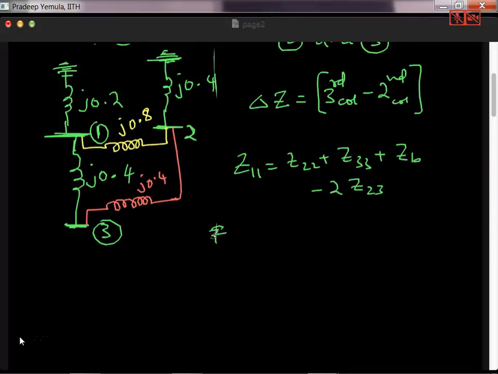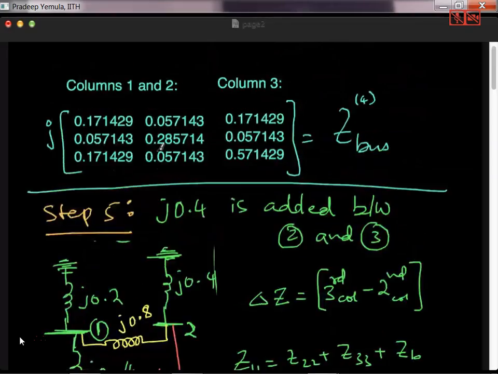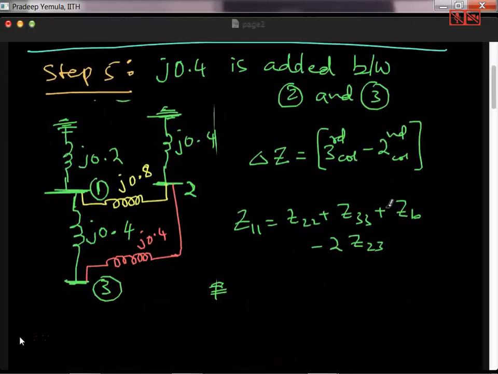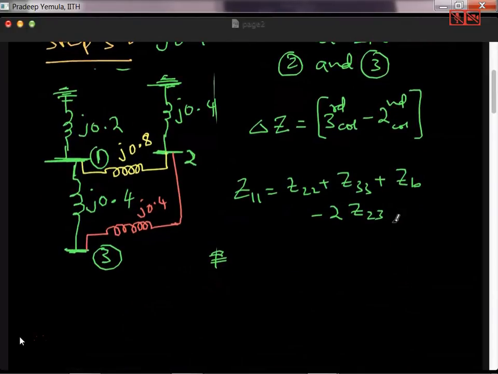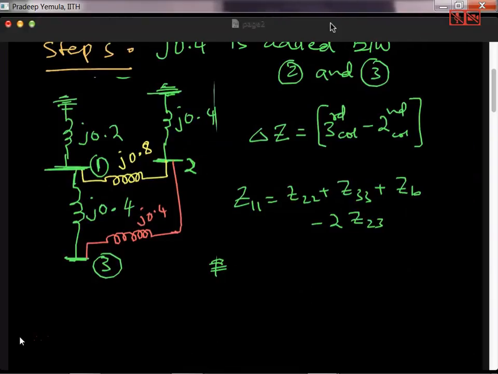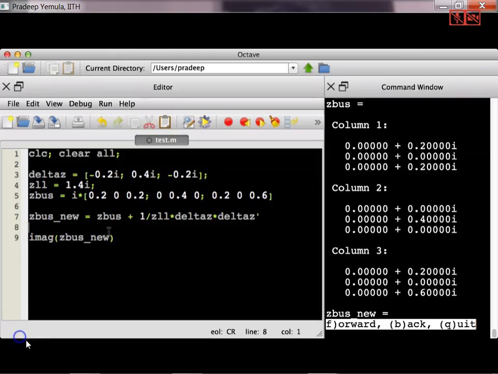So let's do that calculation here. Z22, I have that here. This is Z22, this is Z23, and this is Z32. So I have all the values, and through that I have to do this. So to get this new Z bus, I'll continue the program. Let's go back to the Z bus. I'll just simply update this Z bus.